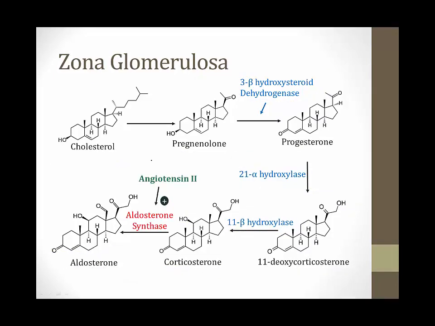If you've watched the renal modules, you are aware that angiotensin II can stimulate the production of aldosterone from the adrenal glands, and the way it does this is by activating the enzyme responsible for the conversion of corticosterone into aldosterone. That enzyme is called aldosterone synthase. It is activated by angiotensin II.